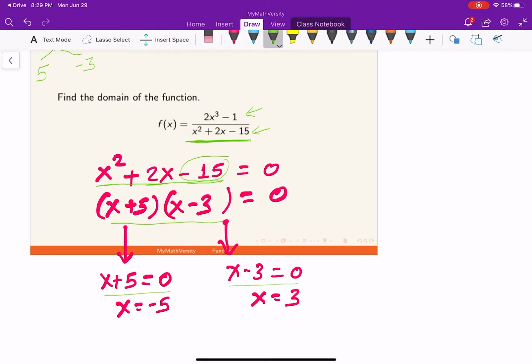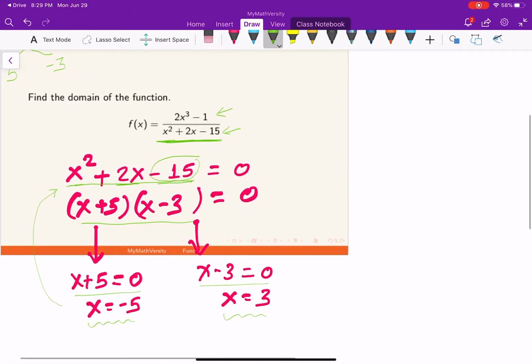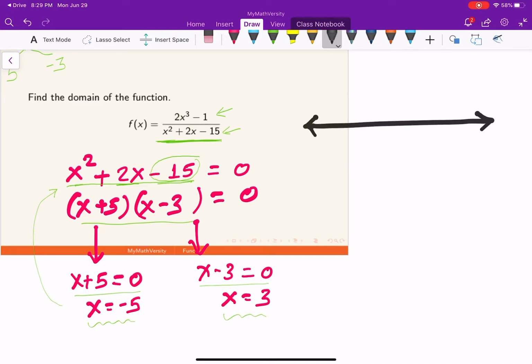So what did we get here? We get that at x equal to minus 5 and x equal to 3, this expression is 0. So that means the denominator is 0 at those locations. So if you draw a real line from minus infinity to positive infinity, which is actually the possible domain for the rational function, it turns out that at these two locations, at negative 5 and positive 3, the denominator is 0.